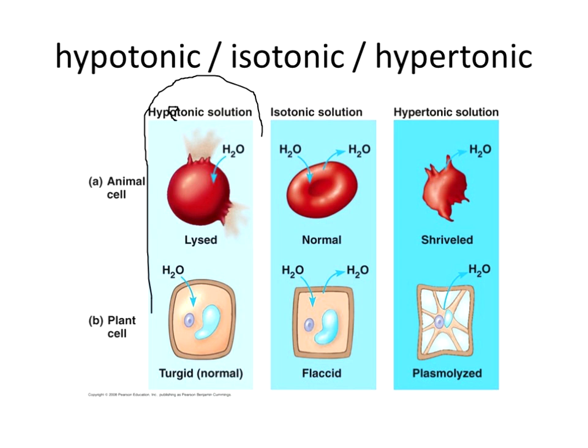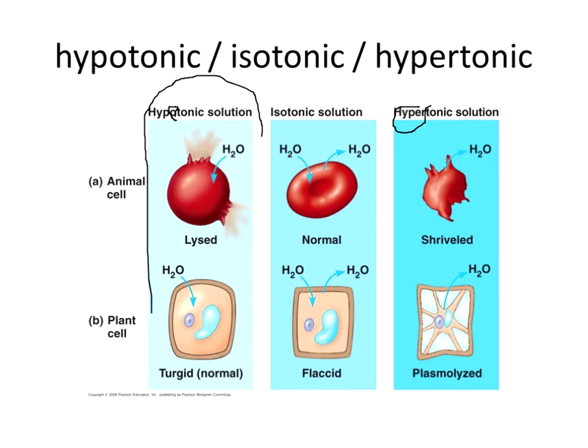In some cases, it will lyse if it's an animal cell. Now, in plant cells, this is a good thing. That's how they keep their shape. So this would be considered normal for them, and that's how they get nice and strong and taut, and are able to stand upright.